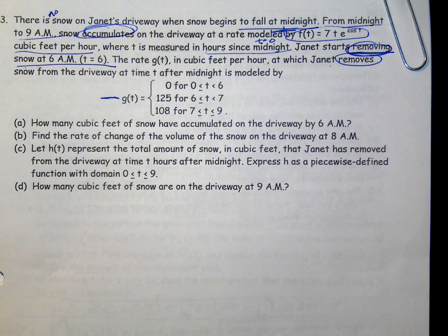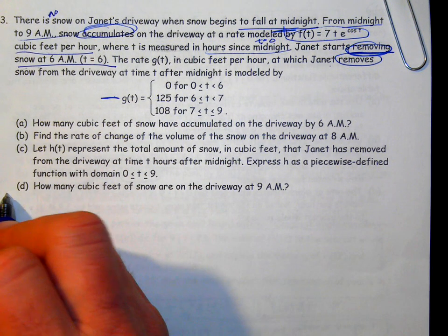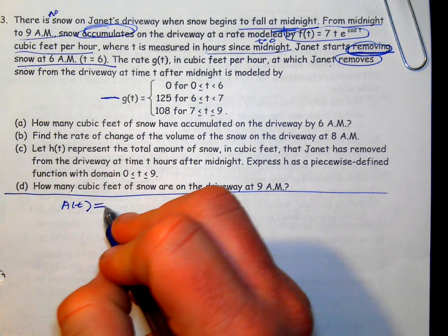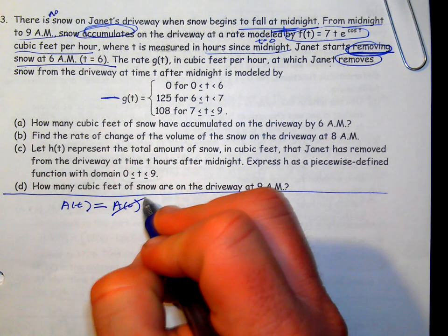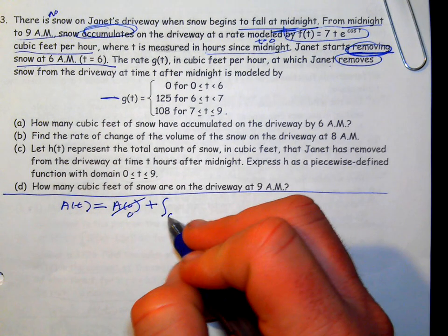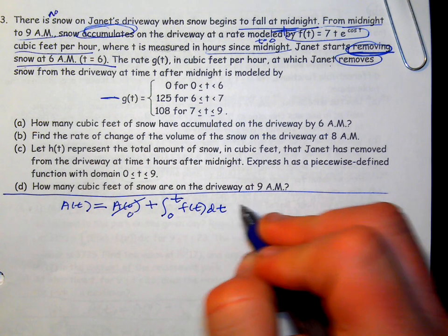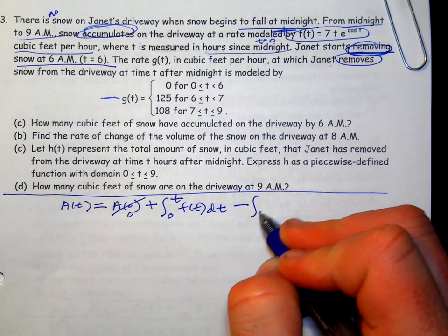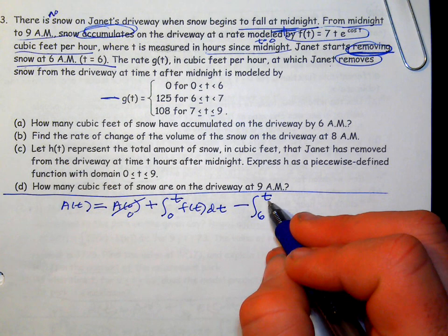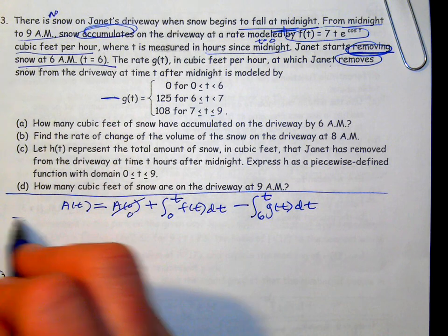So this is a rate model. We could write the rate model. The rate model sort of depends on the time you're at. The amount of snow equals the initial amount, which is 0, plus the amount that's accumulated, from midnight, 0 to whatever time, f(t) dt, minus the removal rate. But she doesn't start removing it till 6. So if we're going to plug anything before 6, we're not going to use this part, g(t) dt, which is a piecewise function change. So this is kind of roughly our rate model.